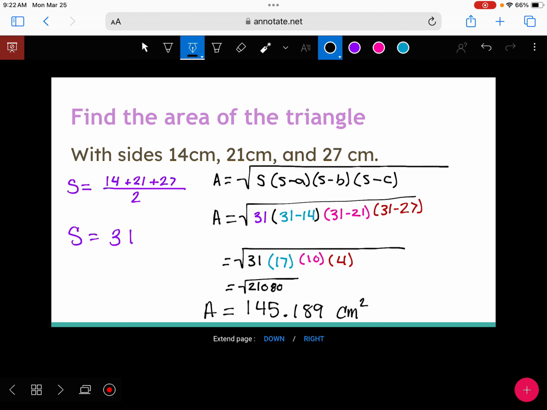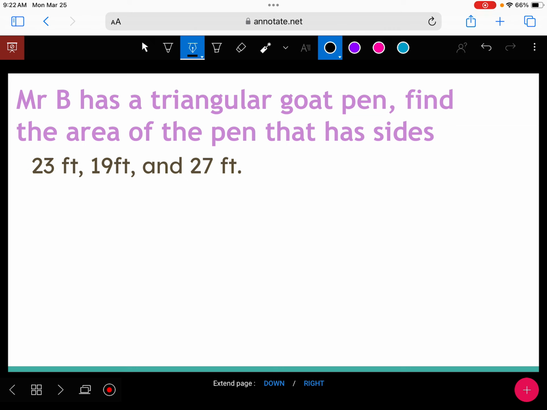Questions on this first one using Heron's? Okay. Now we're going to do a triangular goat pen that has sides 23, 19, and 27.